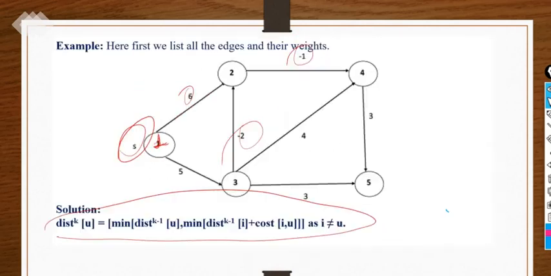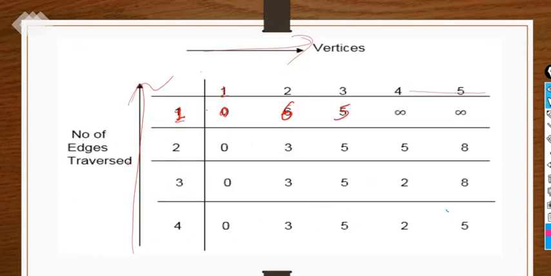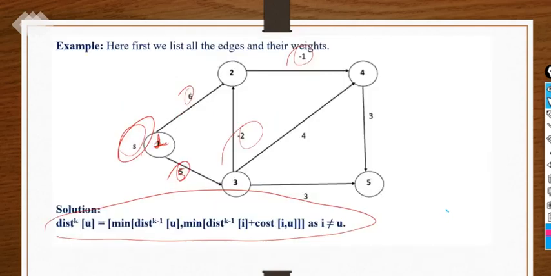1 to 3. What path is covered? 1 to 3, 5. So this one is 5. So in the table we have to write 5 here. 1 to 4. Is there any direct path from 1 to 4? No, no direct path is available.